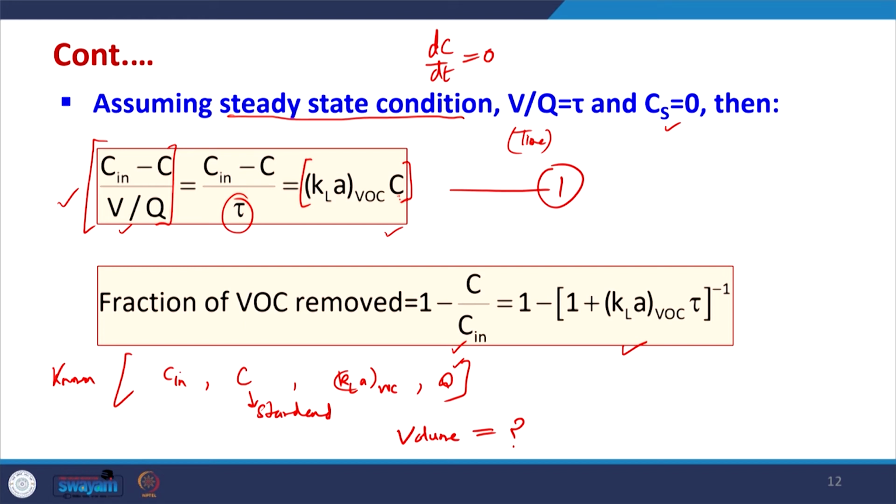So, this is how we can design a system for removal of VOC in a mechanical aerated system with surface aeration. So, we can find out the volume. Sometimes if the volume is already known to us, we can find out the fraction of VOC removed, etc.